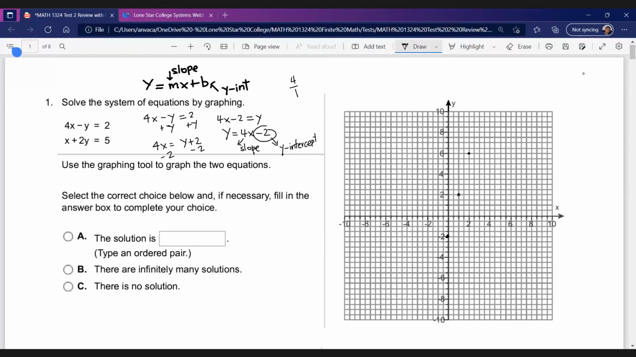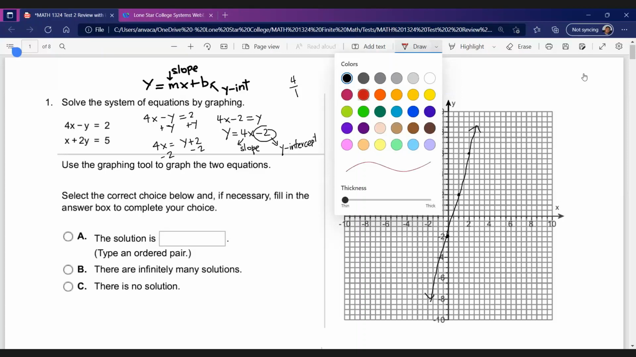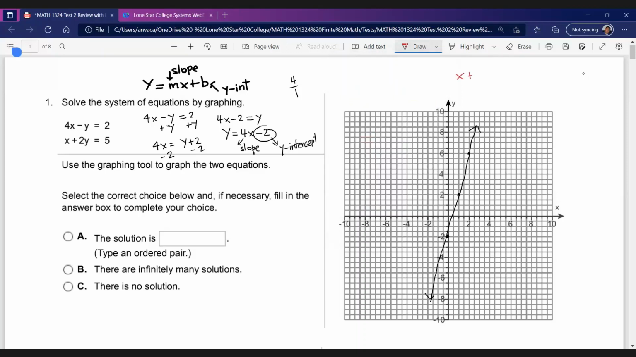And so therefore we can connect these 3 points using a straight line, something that looks like this. That was kind of painful to the eye, but let's go ahead and take care of the second line. So let me use a different color. Try to use this color here. And the other line is x plus 2y is equal to 5.